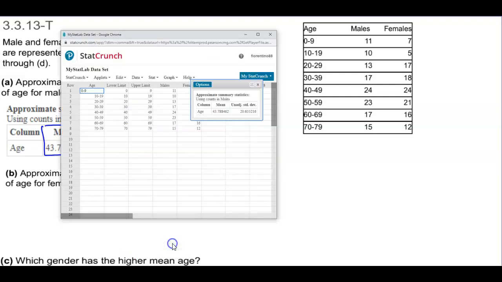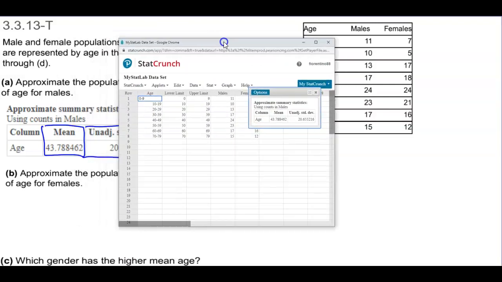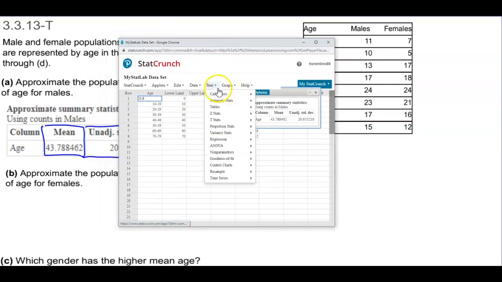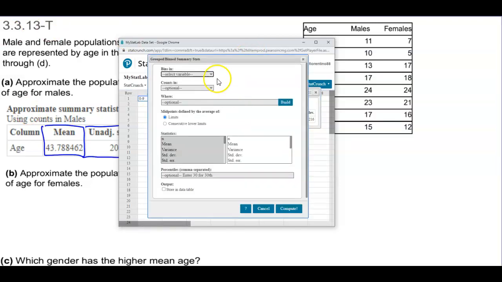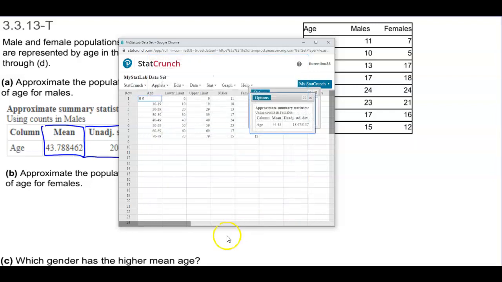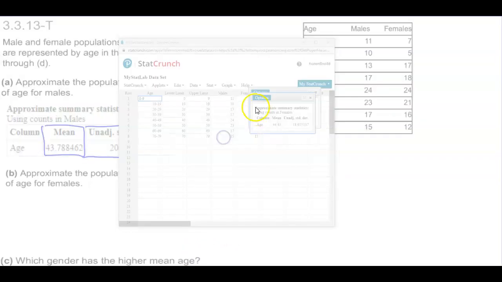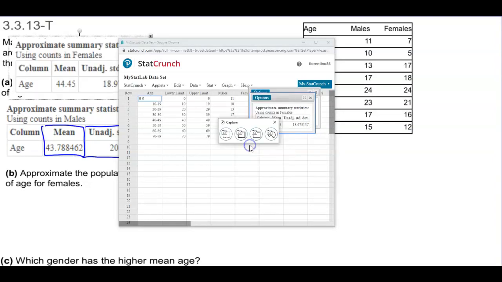Now let's go ahead and figure this out for the women. So we're going to select Stat. We'll go to Summary Stat again, just to go over this again, and then go to Group Bin Data. The bins in are the age, the counts in are for the females. We want the consecutive lower limits, we want the mean, and then we want the unadjusted for the population standard deviation, and then we're going to select Compute. So now we have the approximate summary statistics for the females.